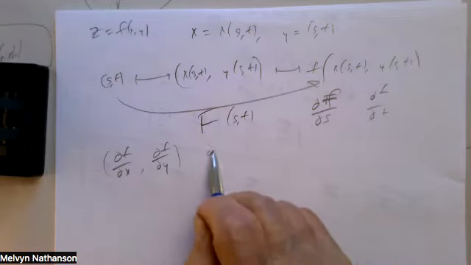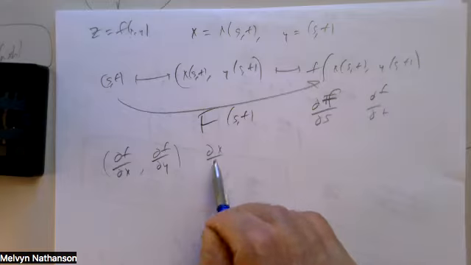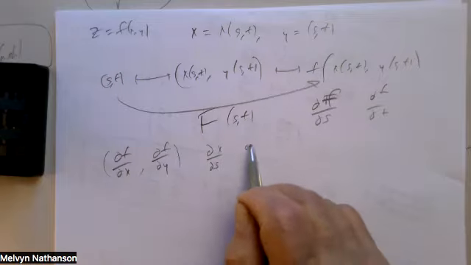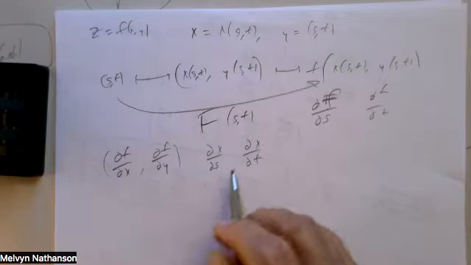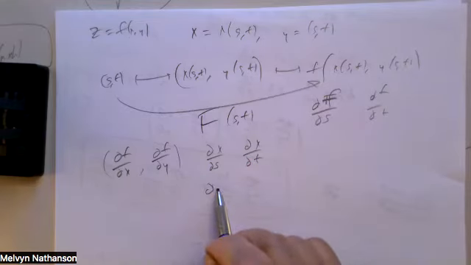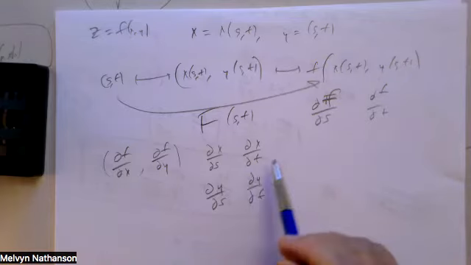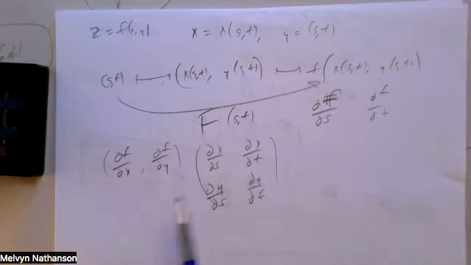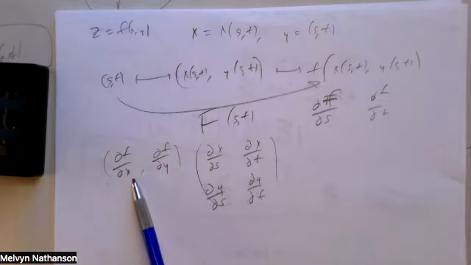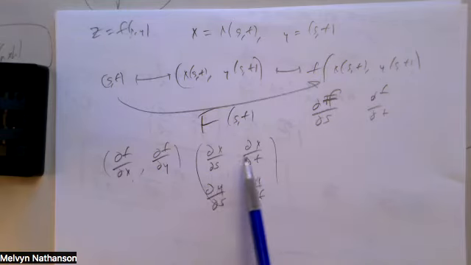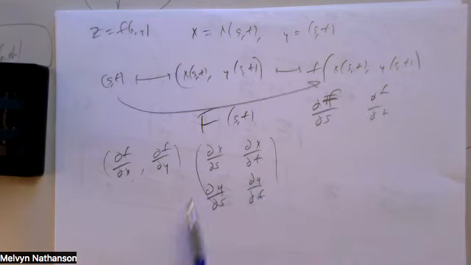And I also have the partial of X with respect to S, and the partial of X with respect to T, and the partial of Y with respect to S, and the partial of Y with respect to T. So for F, I have partial derivatives with respect to X and Y. For X, I have partial derivatives with respect to S and T, and for Y, I have partial derivatives with respect to S and T.